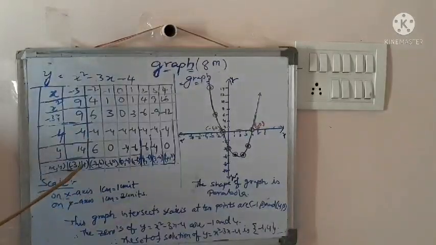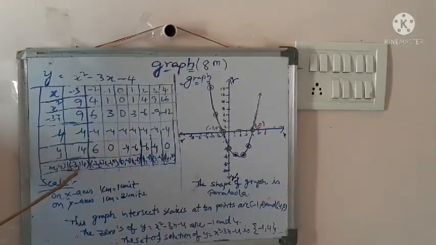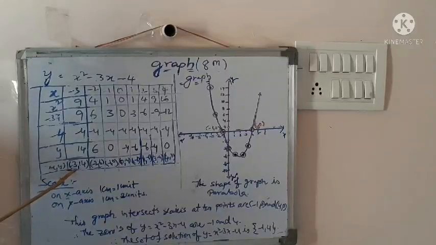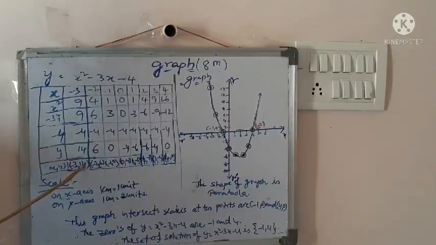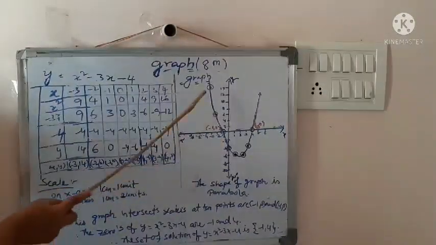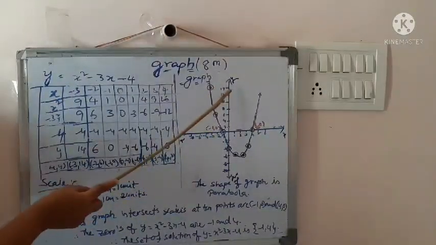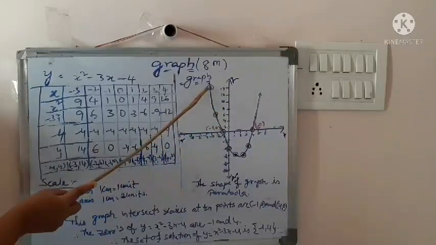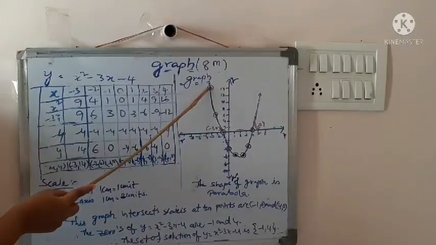So first, minus 3, 14. These numbers are taken on the x-axis, and this number is taken on the y-axis. So here minus 3 and here 14. Here is located minus 3, 14.